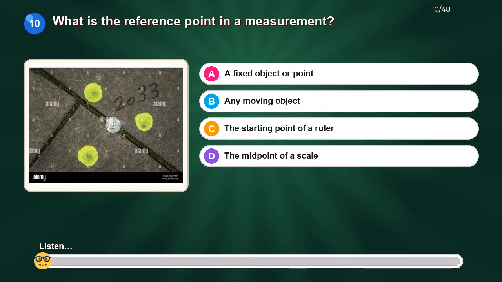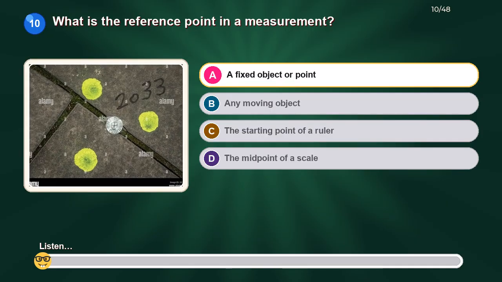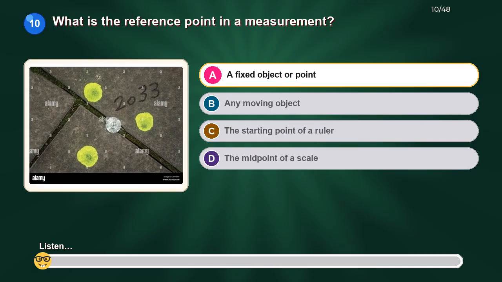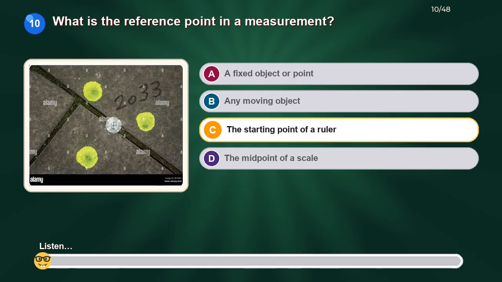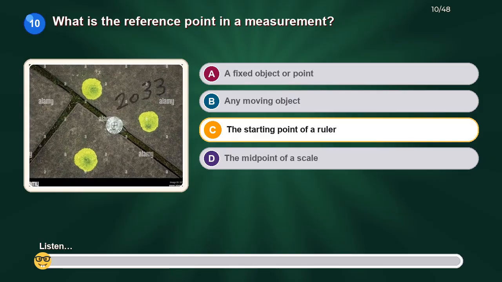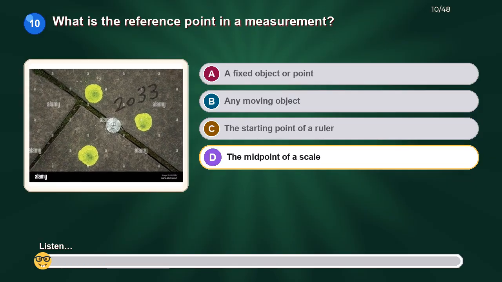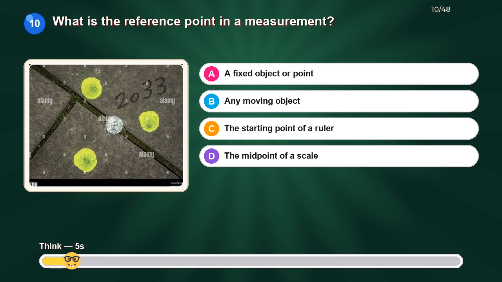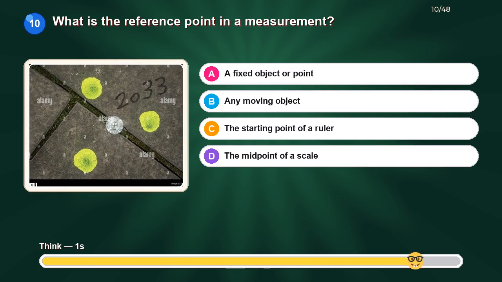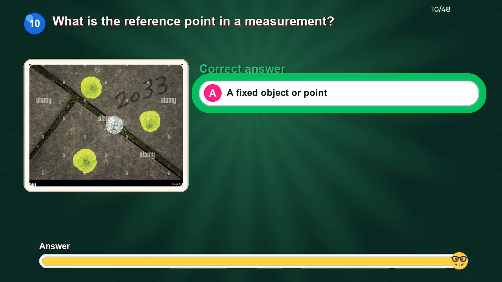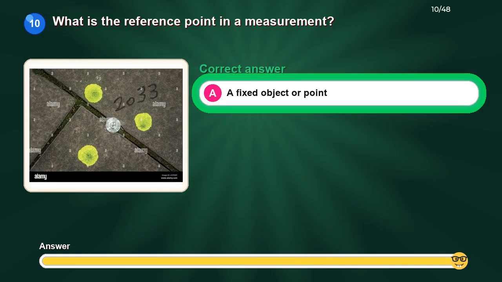What is the reference point in a measurement? Option A, a fixed object or point. Option B, any moving object. Option C, the starting point of a ruler. Option D, the midpoint of a scale. The correct answer is a fixed object or point.